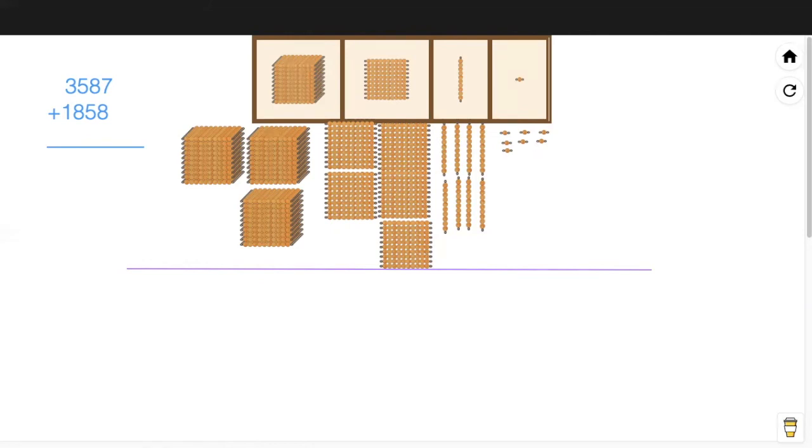Finley, can you help and tell me how many ones I need for my second number? 1,000, 800s, 5 10s, and 8 ones. How many do I need, Finley? Ones. Pay attention. How many ones? 8. Thank you for your help, Finley.